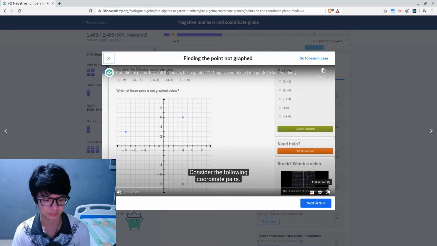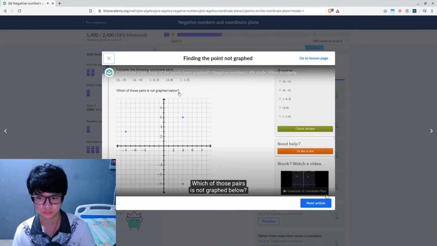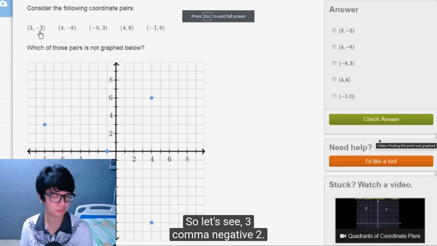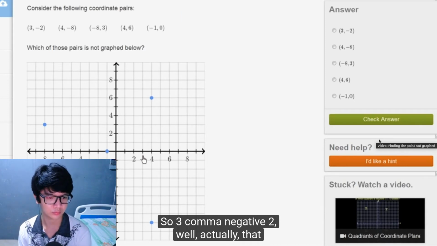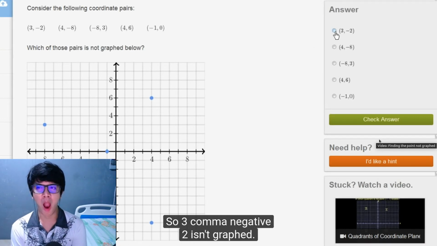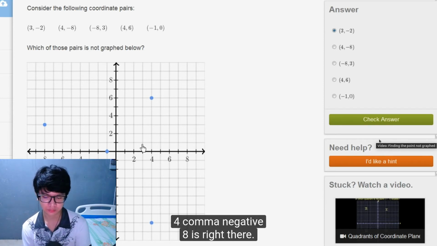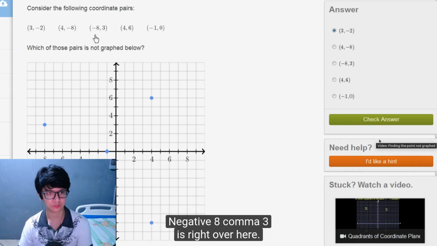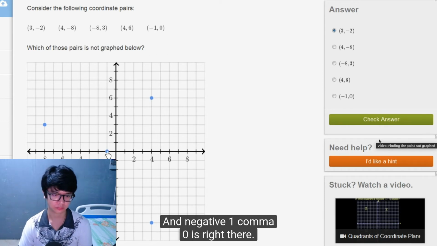Consider the following coordinate pairs, and they give us a bunch right over here. Which of those pairs is not graphed below? So let's see, 3, -2. Well, actually, that looks like that first one is not graphed. So 3, -2 isn't graphed. And you can verify that all of these others do seem to be graphed. 4, -8 is right there. -8, 3 is right over here. 4, 6 is right there. And -1, 0 is right there.